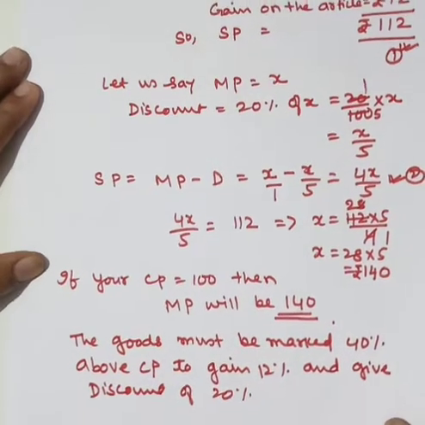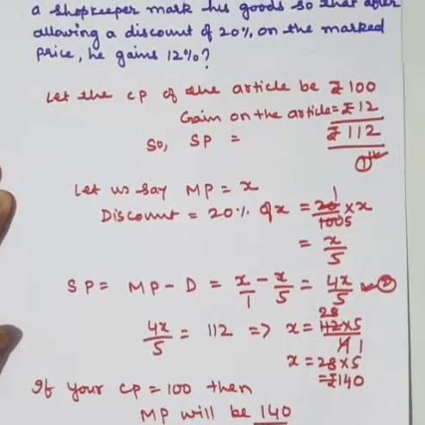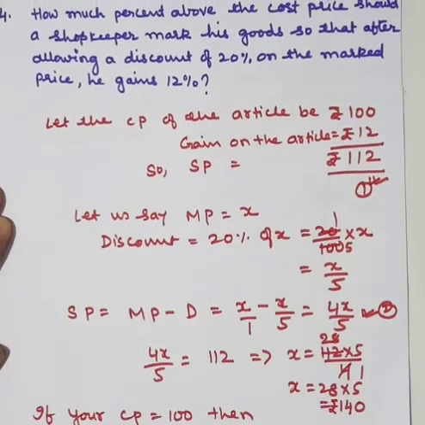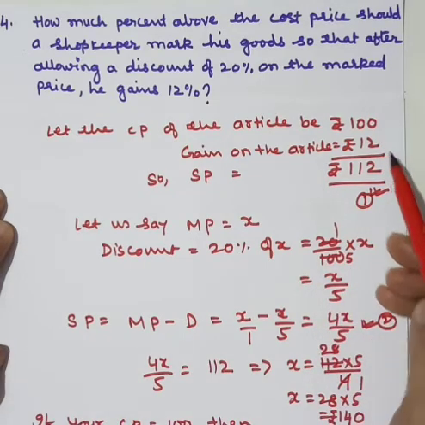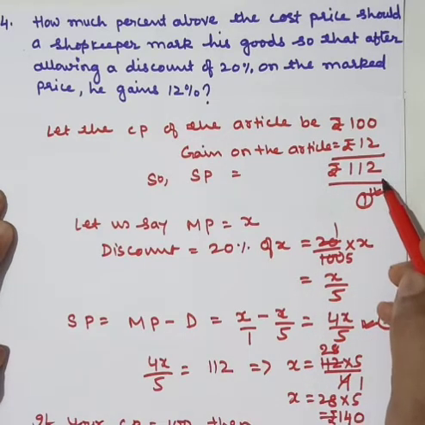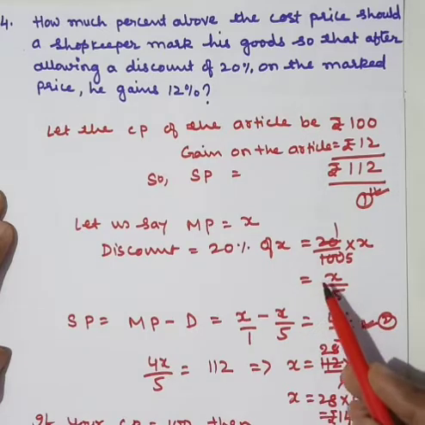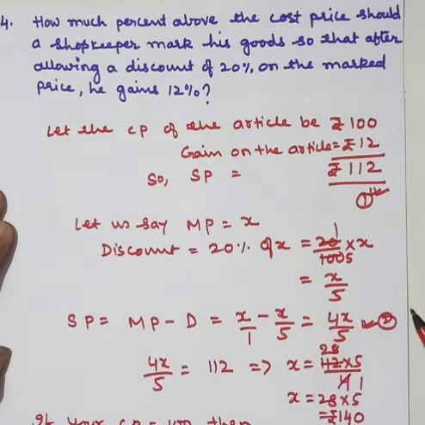See here children, once again you try to understand. We started with 100 as CP. If the shopkeeper is buying something for rupees 100, he is selling it at 112, and also he is giving a discount of 20%. So at what price is he going to mark?